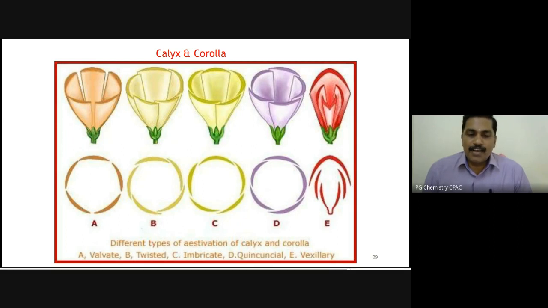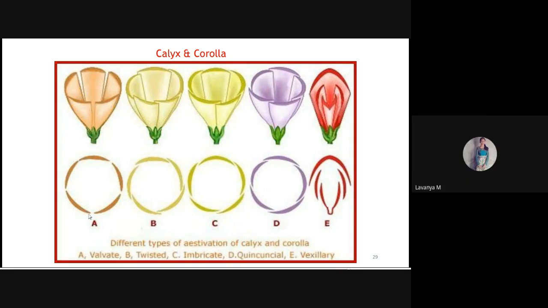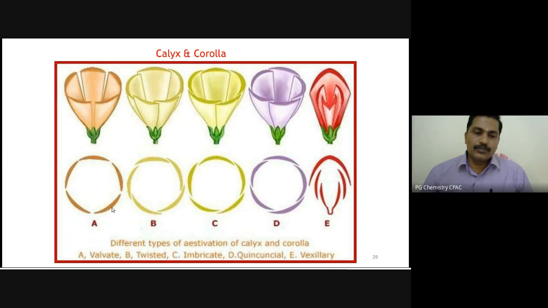First one is valvate. The calyx or corolla ends are arranged opposite to opposite. One end meets directly with another end. So that is called valvate estivation. Okay, you see, do you follow, students? Yes, sir. One end meets another end. So when the calyx or corolla are arranged likewise, that is valvate estivation.